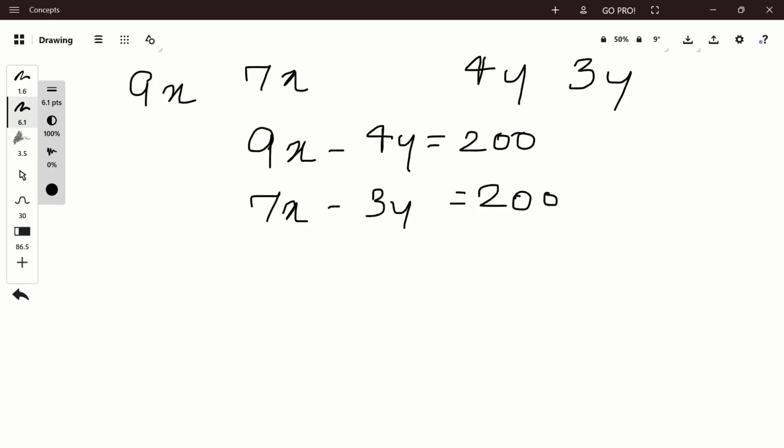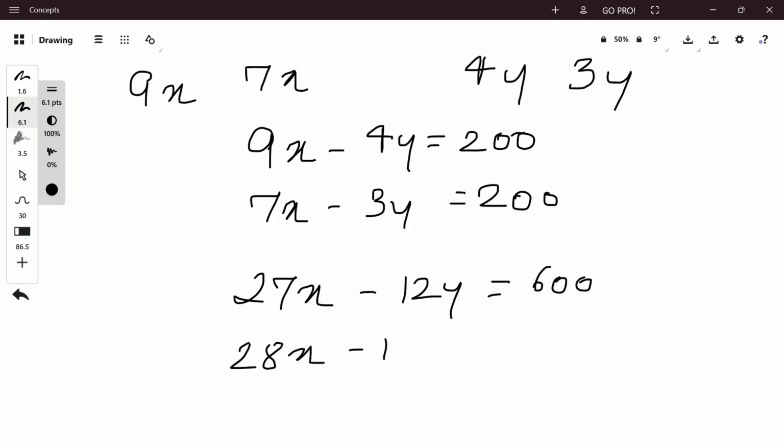Multiplying the first equation by 3 and the second equation by 4 to eliminate y, we now have 27x minus 12y is equal to 600 and 28x minus 12y is equal to 800.